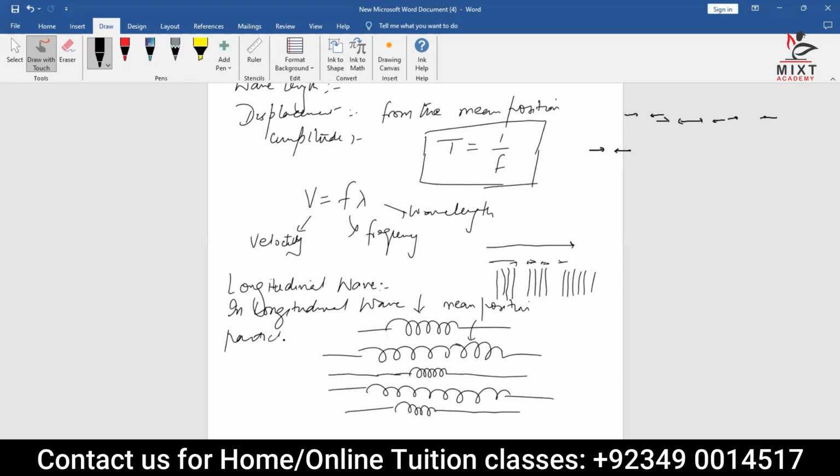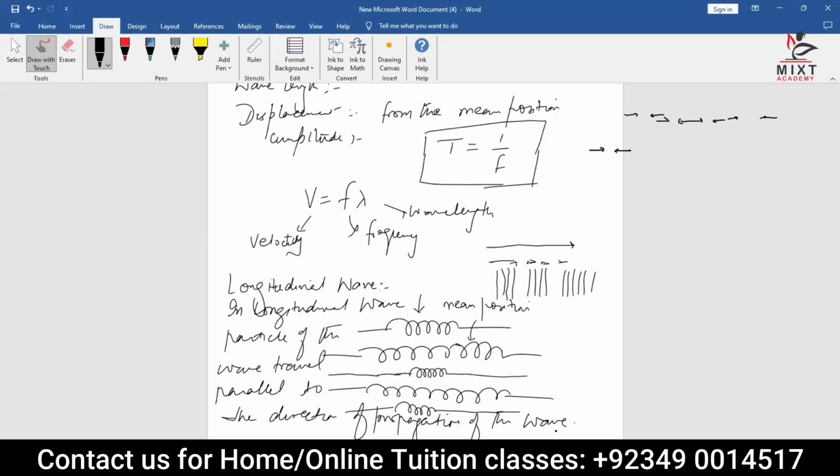So, first thing is, in a longitudinal wave, particles of the wave travel parallel to the direction of the propagation of the wave. So here the particles are actually moving parallel to the direction of the propagation of the wave.